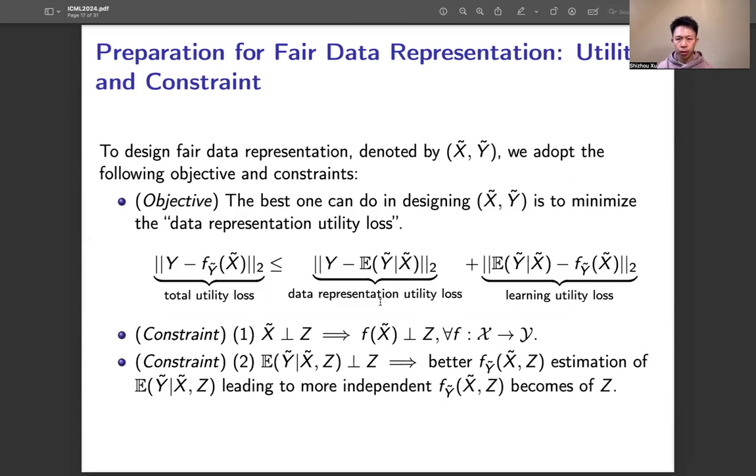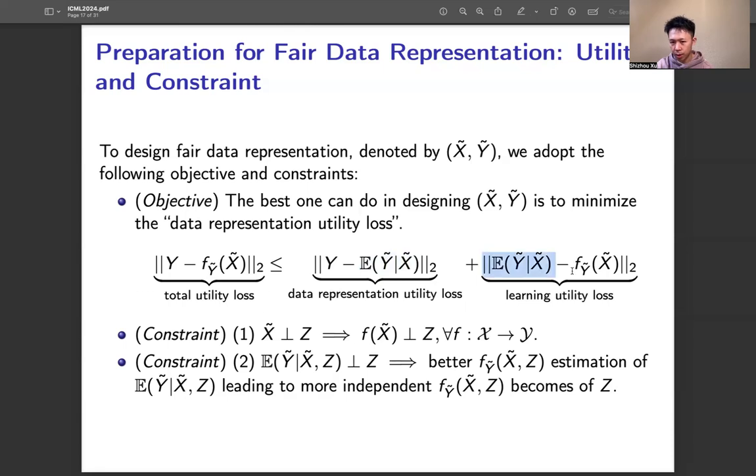Therefore, we want to design a fair data representation with the following thinking on objective and constraint. For the objective, if we design a fair data representation denoted by x tilde and y tilde, then a model trained on x tilde and y tilde, let's denote it by f sub x tilde y tilde. Then the total utility loss is the distance between the true dependent variable and this trained model via our fair data representation. And this total utility loss is upper bounded by the distance between y and the perfect prediction using x tilde y tilde, plus the distance between the perfect prediction and the trained model.